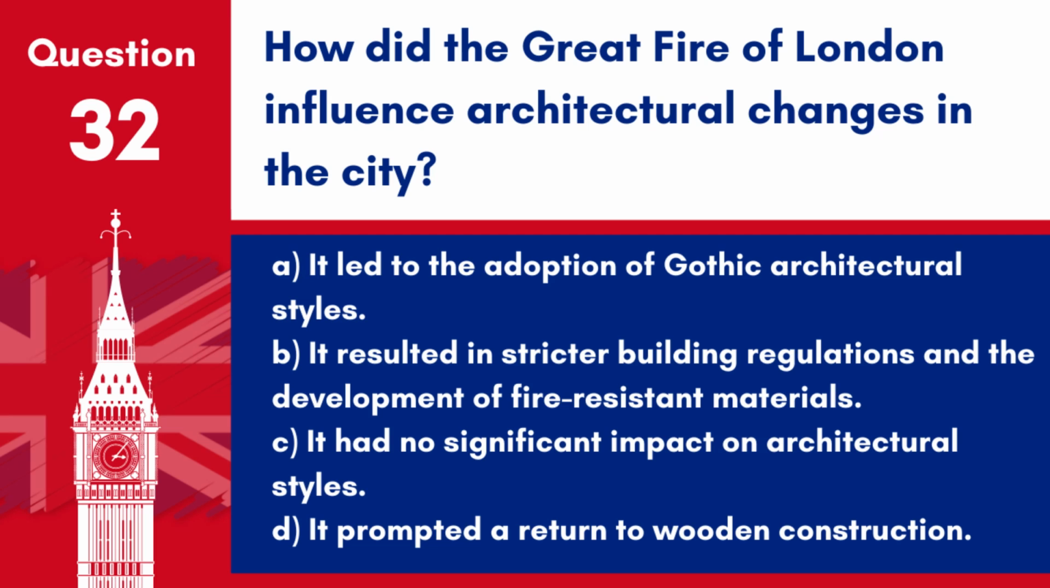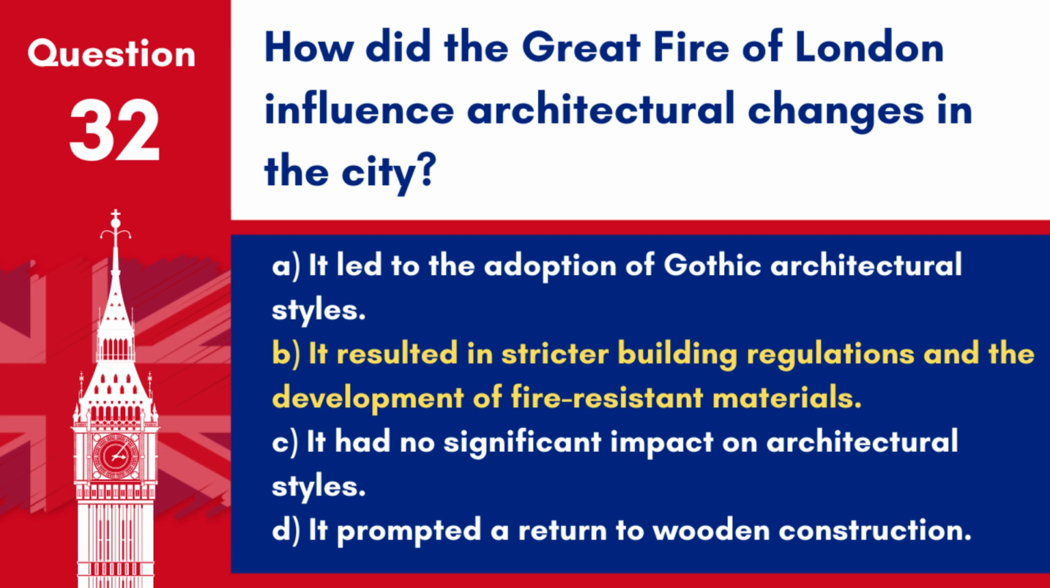Question 32. How did the Great Fire of London influence architectural changes in the city? A. It led to the adoption of Gothic architectural styles. B. It resulted in stricter building regulations and the development of fire-resistant materials. C. It had no significant impact on architectural styles. D. It prompted a return to wooden construction.